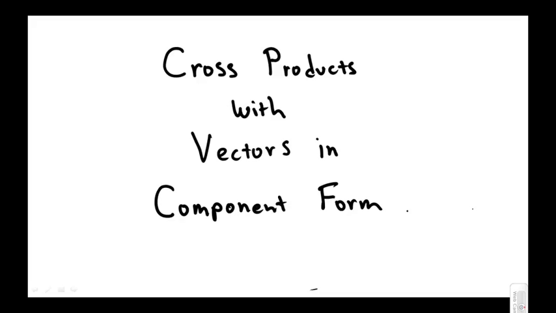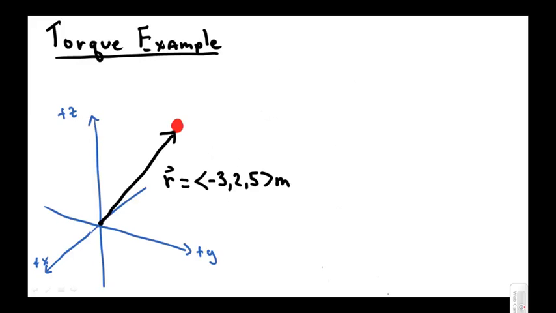In recent lectures, we described how to compute vector quantities using the cross product. Today we'll discuss how to compute cross products in cases where we have vectors represented by components in a Cartesian coordinate system. Let's consider a specific example where we are computing the torque.